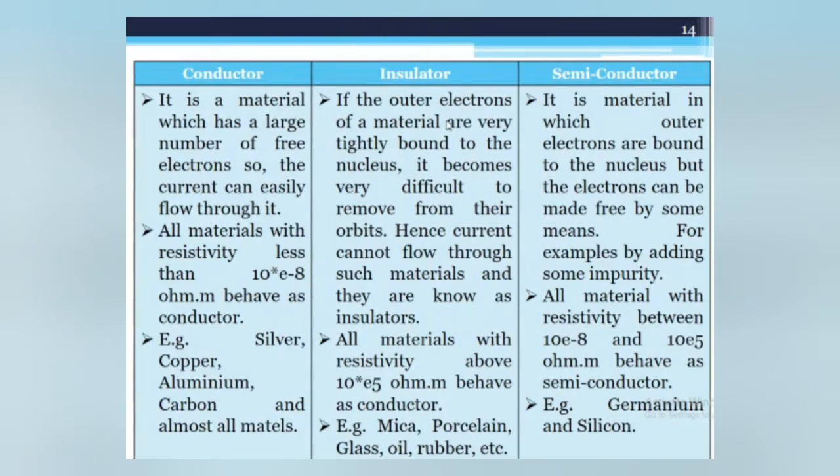Semiconductor: it is a material in which the outer electrons are bound to the nucleus, but electrons can be made free by some means, such as adding some impurity. It is called a semiconducting material. Examples of semiconducting materials are germanium and silicon.